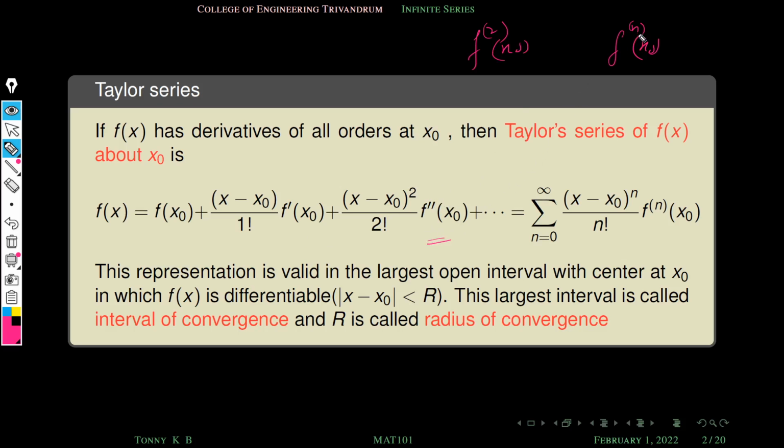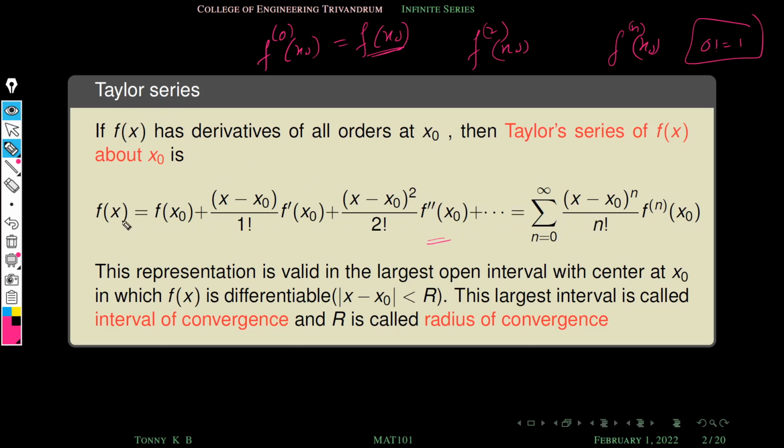Then what is the first term? When n equal to 0, what happens? This term is (x minus x naught) raised to 0, that is 1. 0 factorial is conventionally 1, so this term is 1, and this is f0 of x naught. What is the meaning of f0? f^n means nth derivative, so f0 means no derivative. No derivative is the same as f of x naught. So the first term is the same as f of x naught. Anyway, this is the compact form of this infinite series.